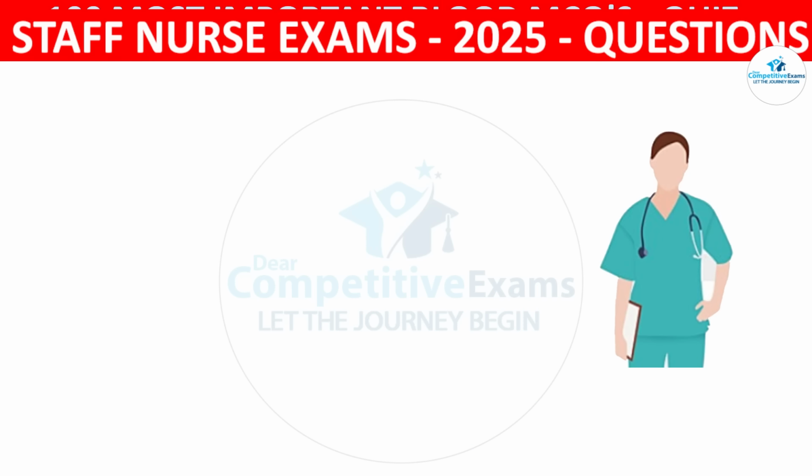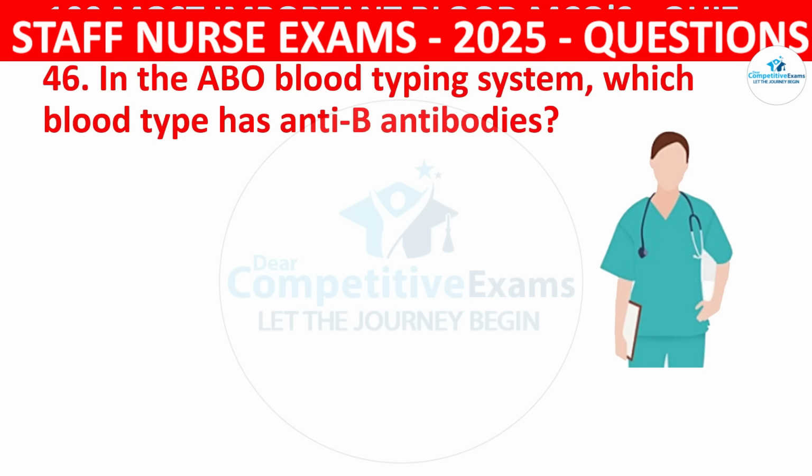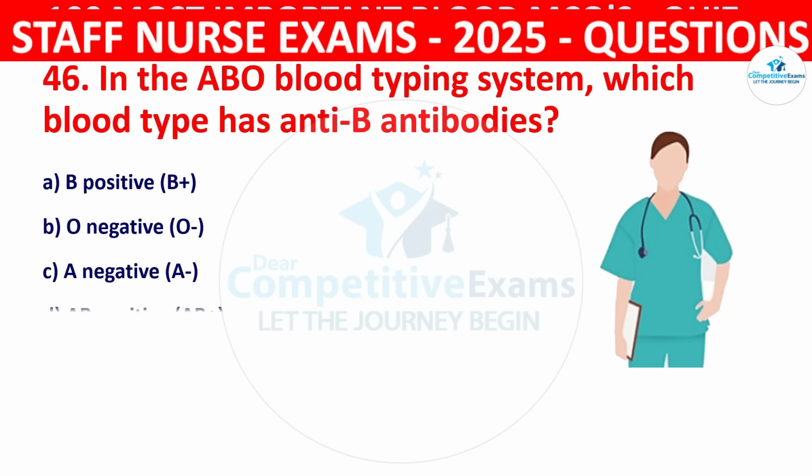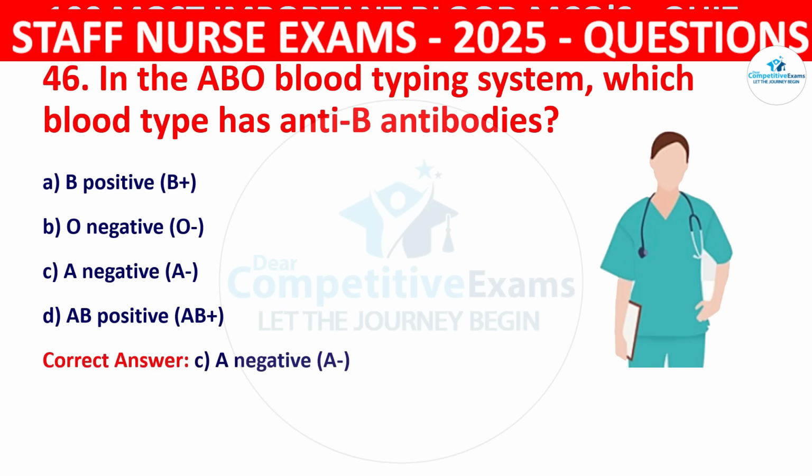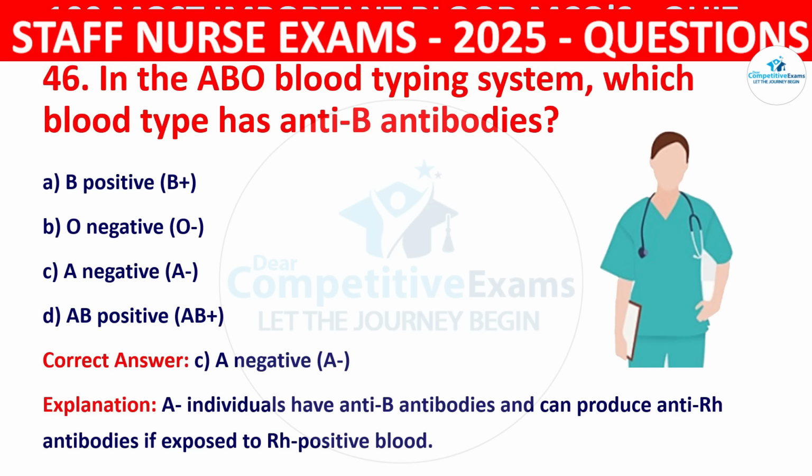Question number 46. In the ABO blood type system, which blood type has anti-B antibodies? The options are B positive, O negative, A negative, or AB positive? And the correct answer is C, that is A negative. A negative individuals have anti-B antibodies and can produce anti-RH antibodies if exposed to the RH positive blood.